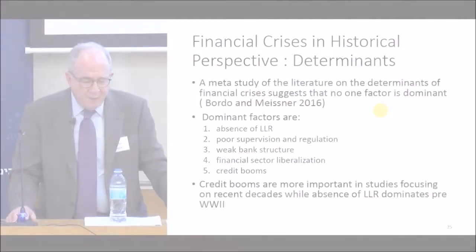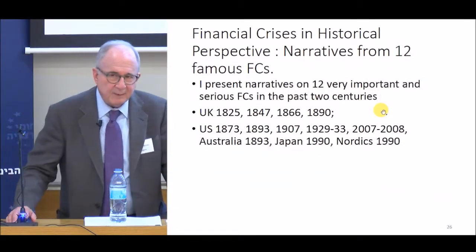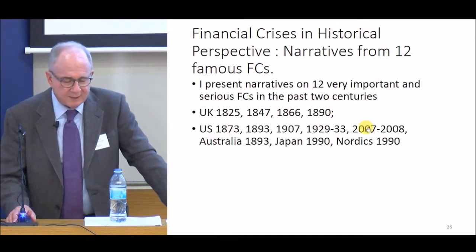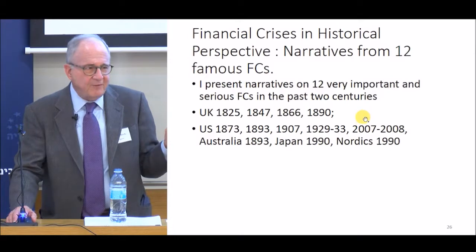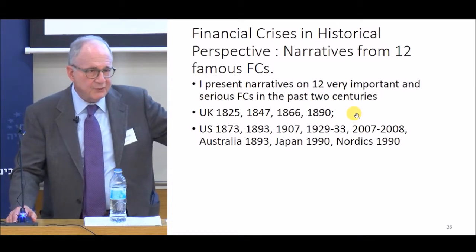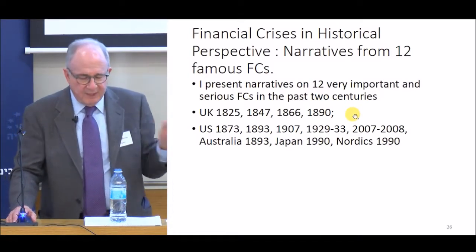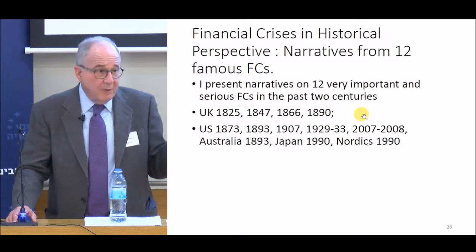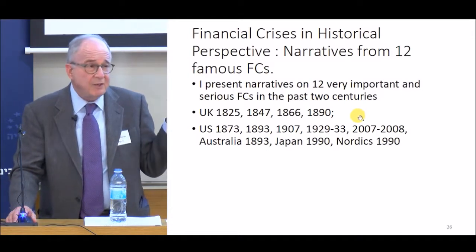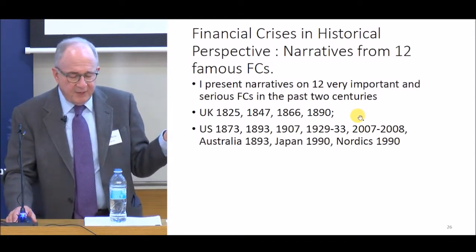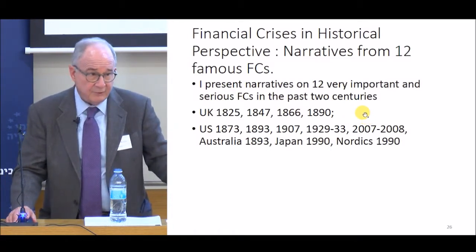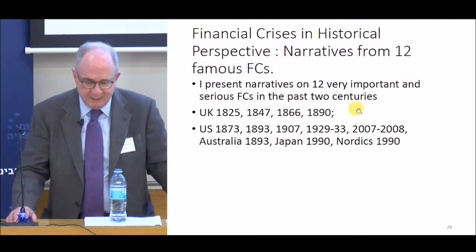Then I wanted to have some fun here, and there are some people here who are maybe historians and not economists, so I'll give you some narratives, stories. I picked out 12 famous financial crises in advanced countries. I looked at the UK, and I picked 4 big ones: 1825, 1847, 1866, 1890. And the US, I picked a whole bunch. Then I picked Australia, which had a huge financial crisis in 1893. And then ones you know about: Japan in 1990 and the Nordic countries. I didn't put Israel in here, I'm sorry, because I know you had one in the 90s.